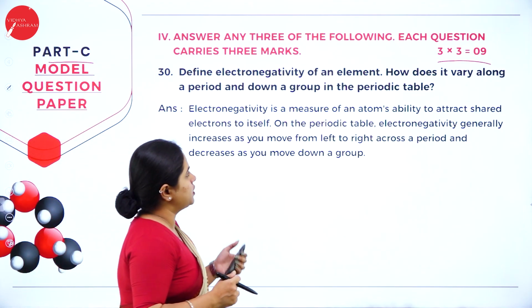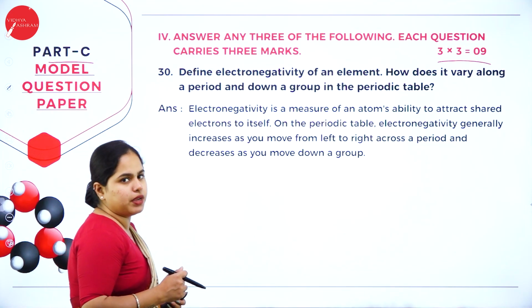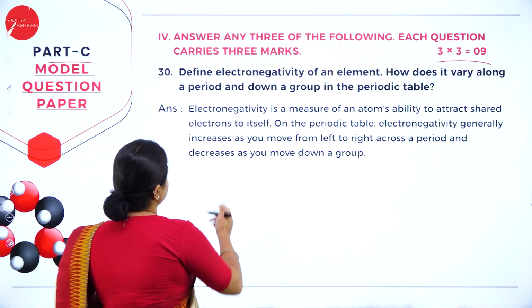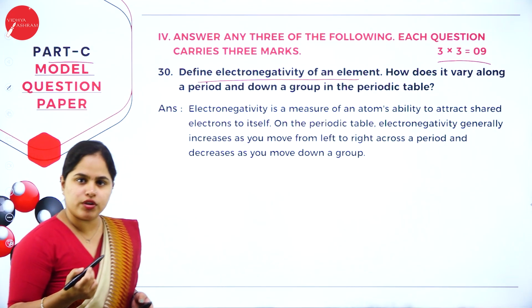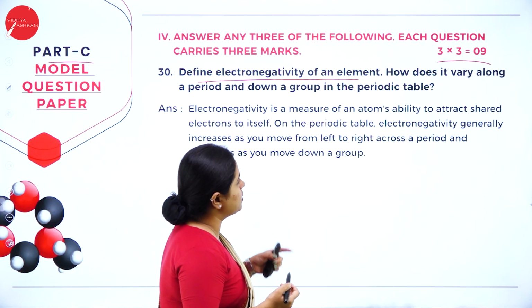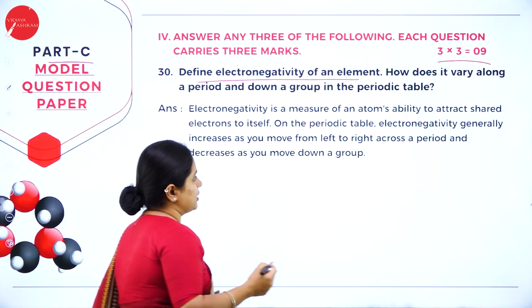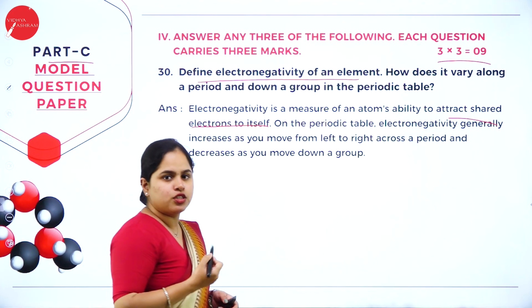Define electronegativity of an element. How does it vary along a period and down a group in the periodic table? So the first part says define electronegativity of an element. So what is electronegativity? We already know that electronegativity is a measure of an atom's ability to attract shared pair of electrons towards itself. So what does that mean?